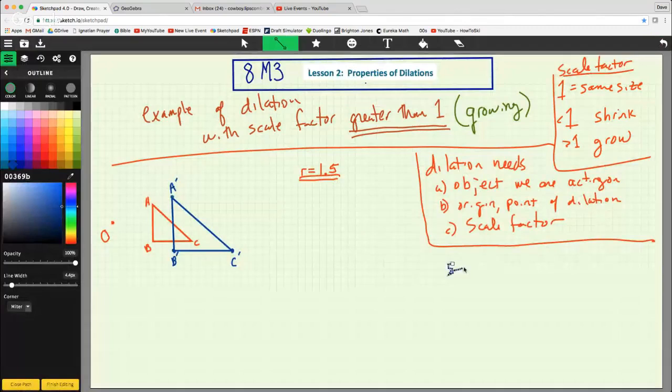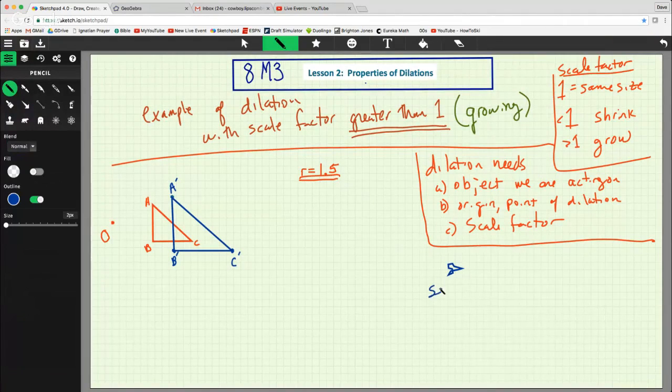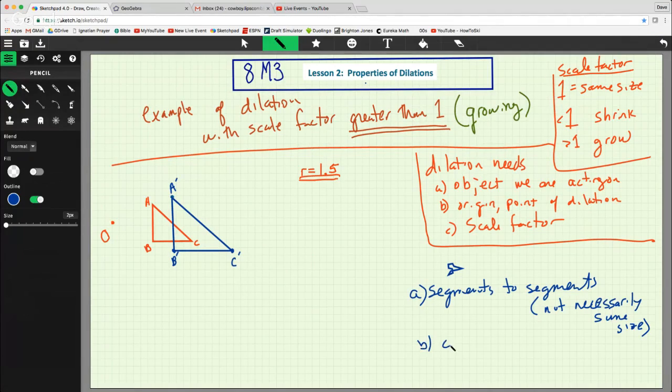So we want to say that we mapped segments to segments, not necessarily the same size. That's A. And then B, that we map angles to angles, and they are the same measure.